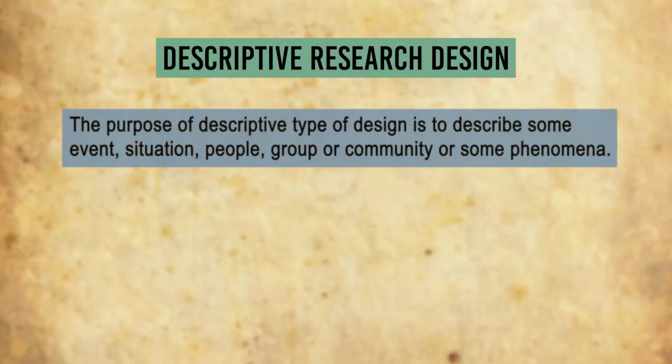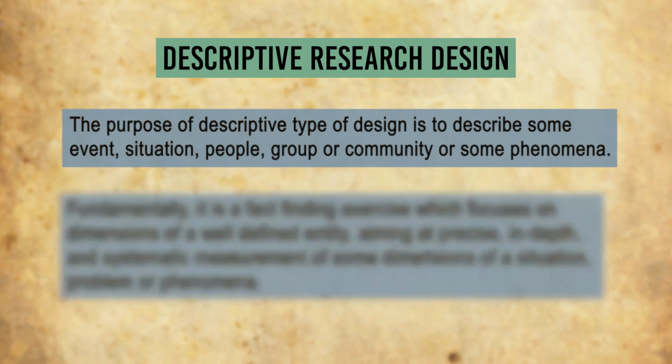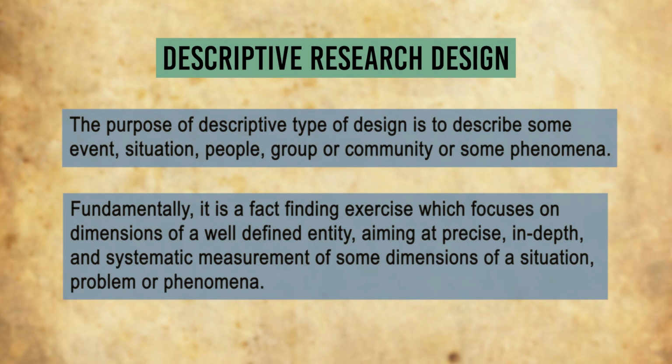Next, we will talk about descriptive research designs. The purpose of the descriptive type of research design is to describe some event, situation, people, group, community, or a certain social phenomenon. Fundamentally, descriptive research design is like a fact-finding exercise, because it tries to understand the entity or the concept of research with a focus on multiple dimensions and aims at precise, in-depth and systematic measurement and indication of information.